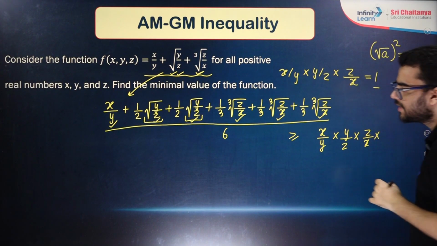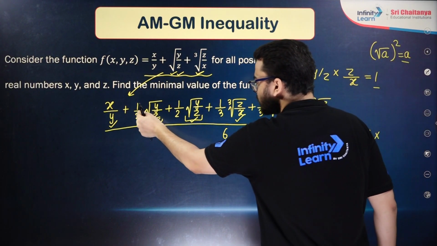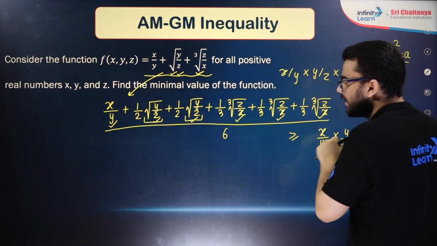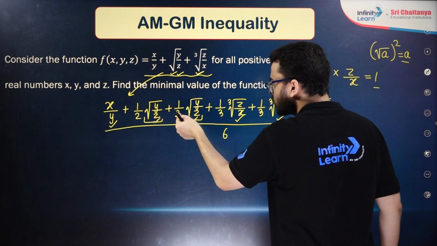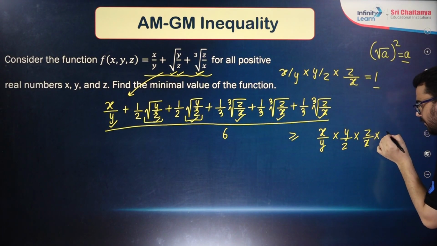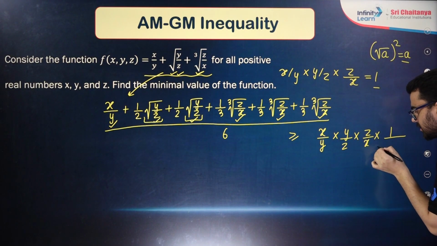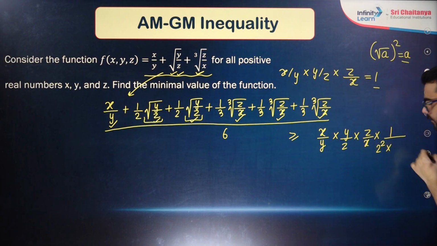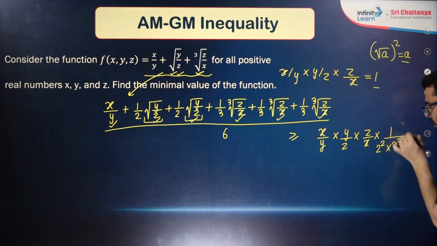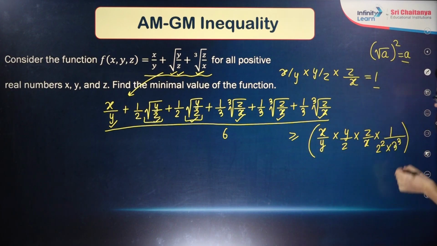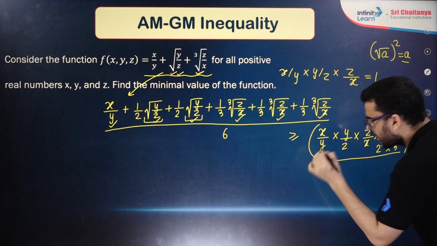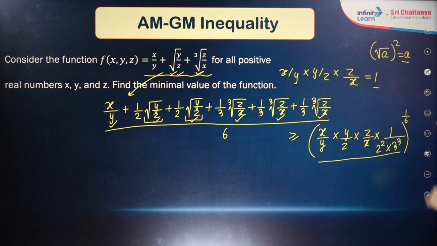And then what about the numbers? Then the numbers are, you see, 1 by 4, and then 3 3s are 9, 3s are 27. So 1 by 2 square and 1 by 3 cube. So it is 1 by 2 square into 3 cube over there. And then you have to find the 6th root, that is 1 by 6th power, right? So this is the geometric mean of them.